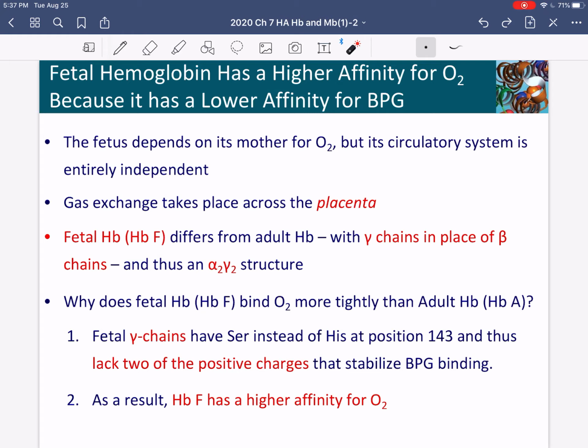instead of the alpha 2 beta 2 structure of adult hemoglobin. Why does fetal hemoglobin bind oxygen more tightly than adult hemoglobin? Because its gamma chains have serines instead of histidines that line that core, and so they're missing 2 of the 8 positive charges that I mentioned before that stabilize the BPG binding. So with less of the fetal hemoglobin bound to BPG, more of it is in the R state and can capture the oxygen. And so when the oxygen is being transferred to the tissue from the adult hemoglobin, it can be picked up by the fetal hemoglobin because it has that higher affinity for oxygen.